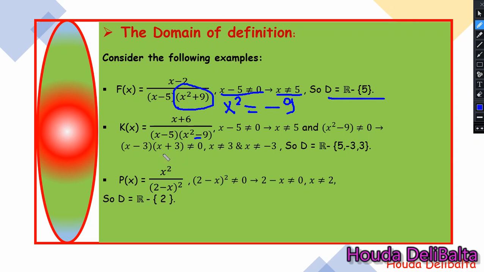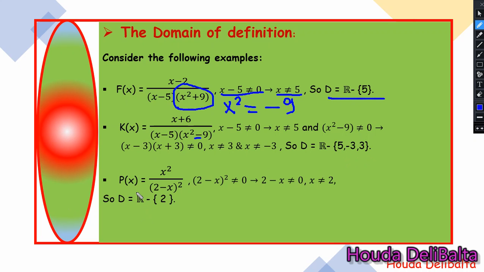should not be 0. Each one alone will give me x minus 3 should not be 0, then x should not be 3. x plus 3 should not be 0, then x should not be minus 3. So there are three excluded values, which are 5, minus 3, and 3. So k of x is defined for all real numbers except 5, minus 3, and 3.